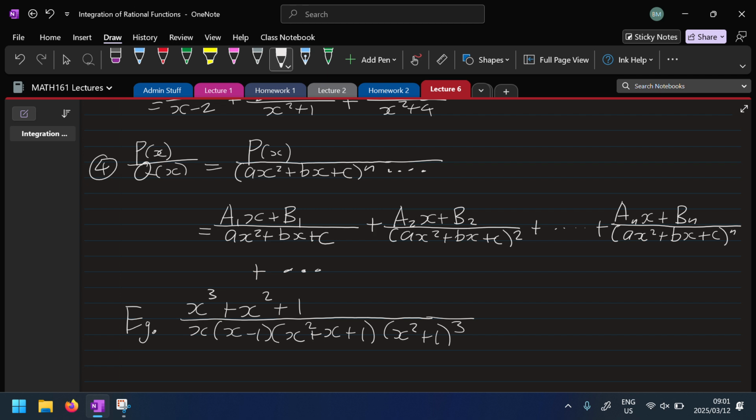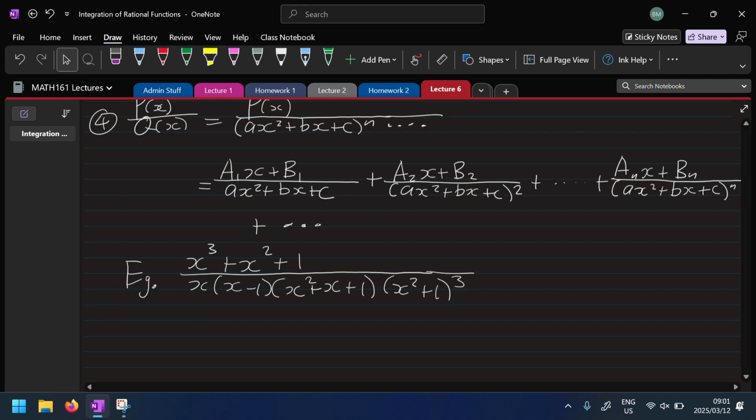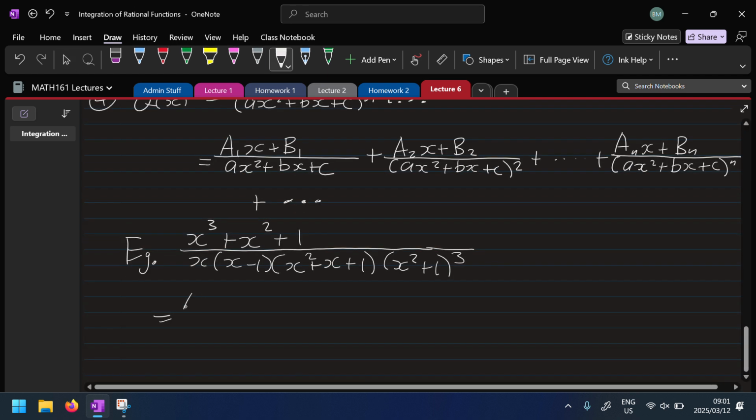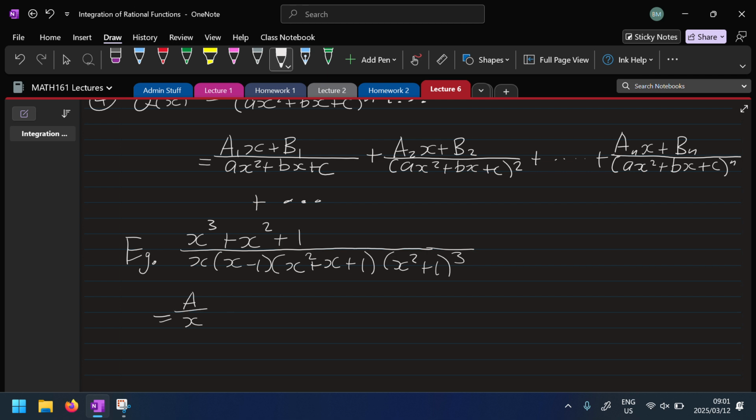x squared plus 1. Can this be factored? No. Okay. And it's repeated. So this is case 4. So it's case 1, case 1, case 3, case 4. And we just add everything up. So the first one is just an x by itself, so that will be A over x. The next one is x minus 1 by itself, so that will be B over x minus 1. The next one is a quadratic. It cannot be factored, so it's going to be some Cx plus D over x squared plus x plus 1.